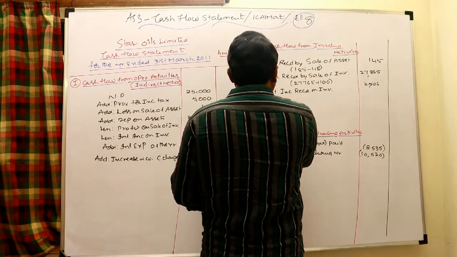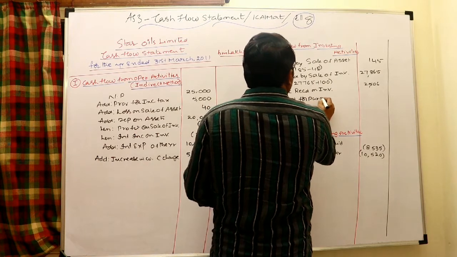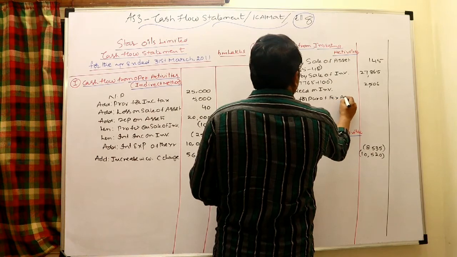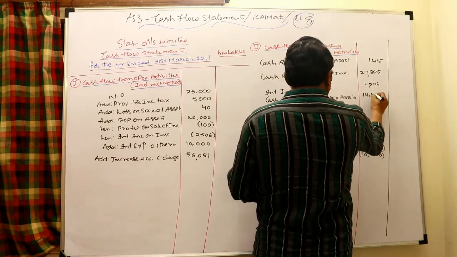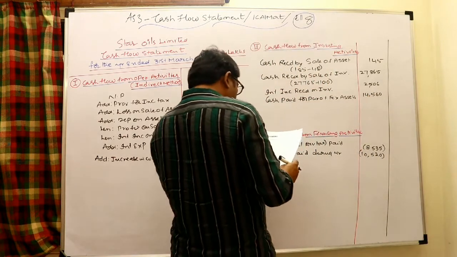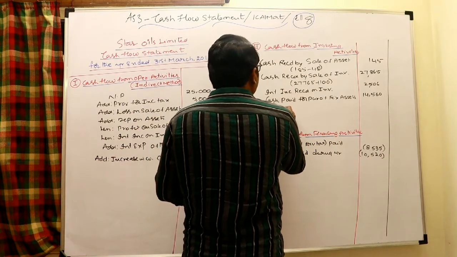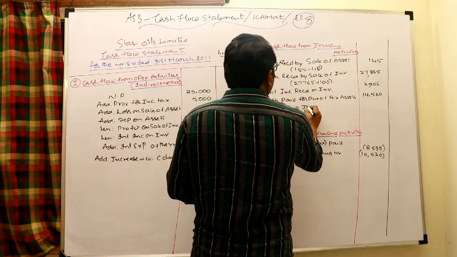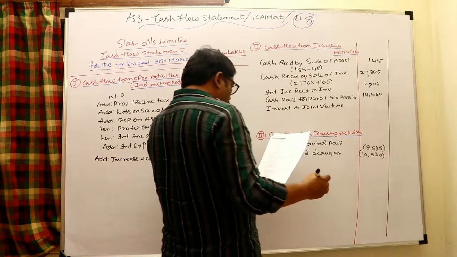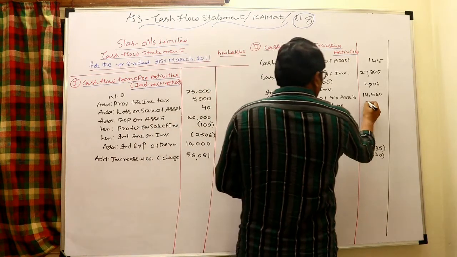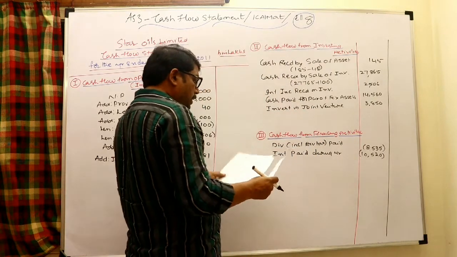Purchase of fixed assets is an investing activity. Cash paid for purchase of fixed assets 14,560. Investments in joint venture is also an investing activity. Investment in joint venture 3,850. It is also an investing activity.